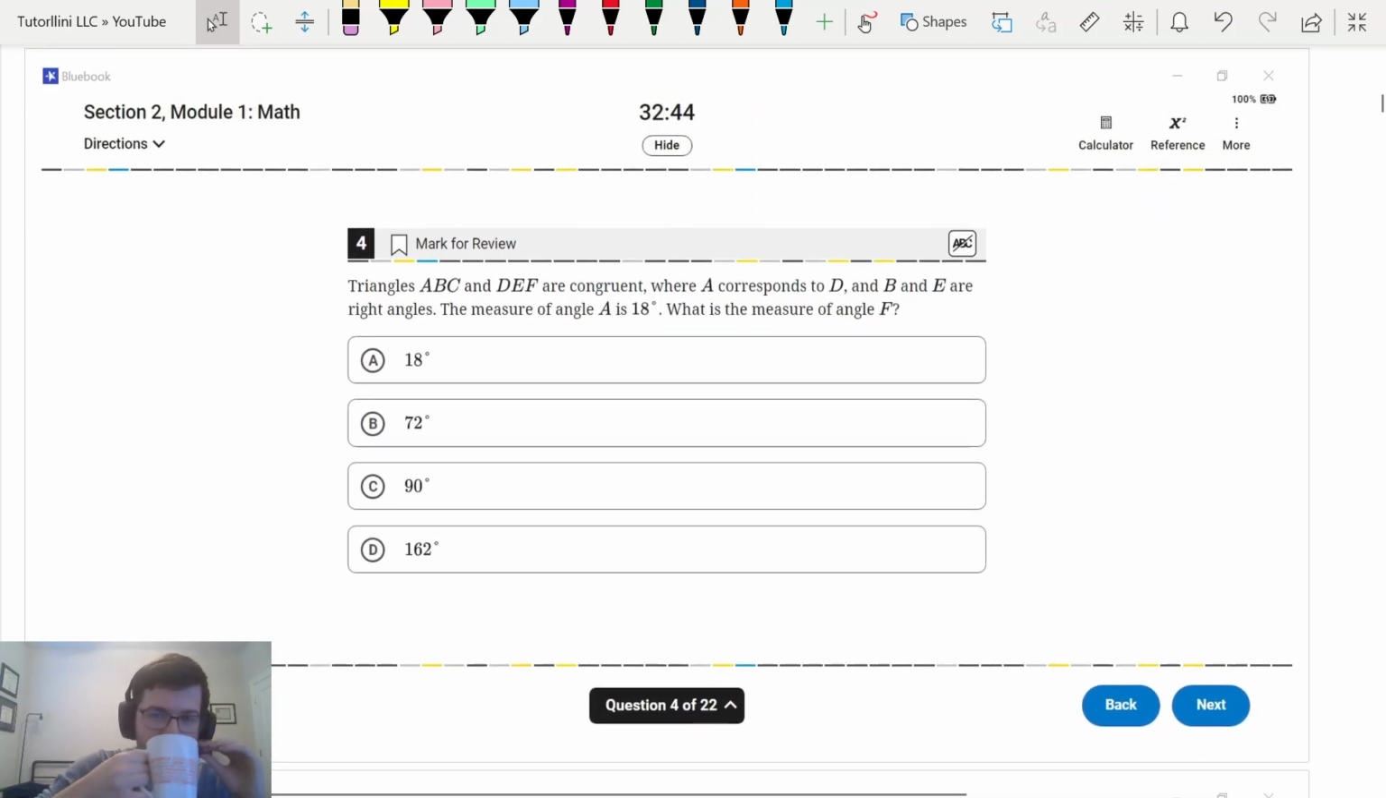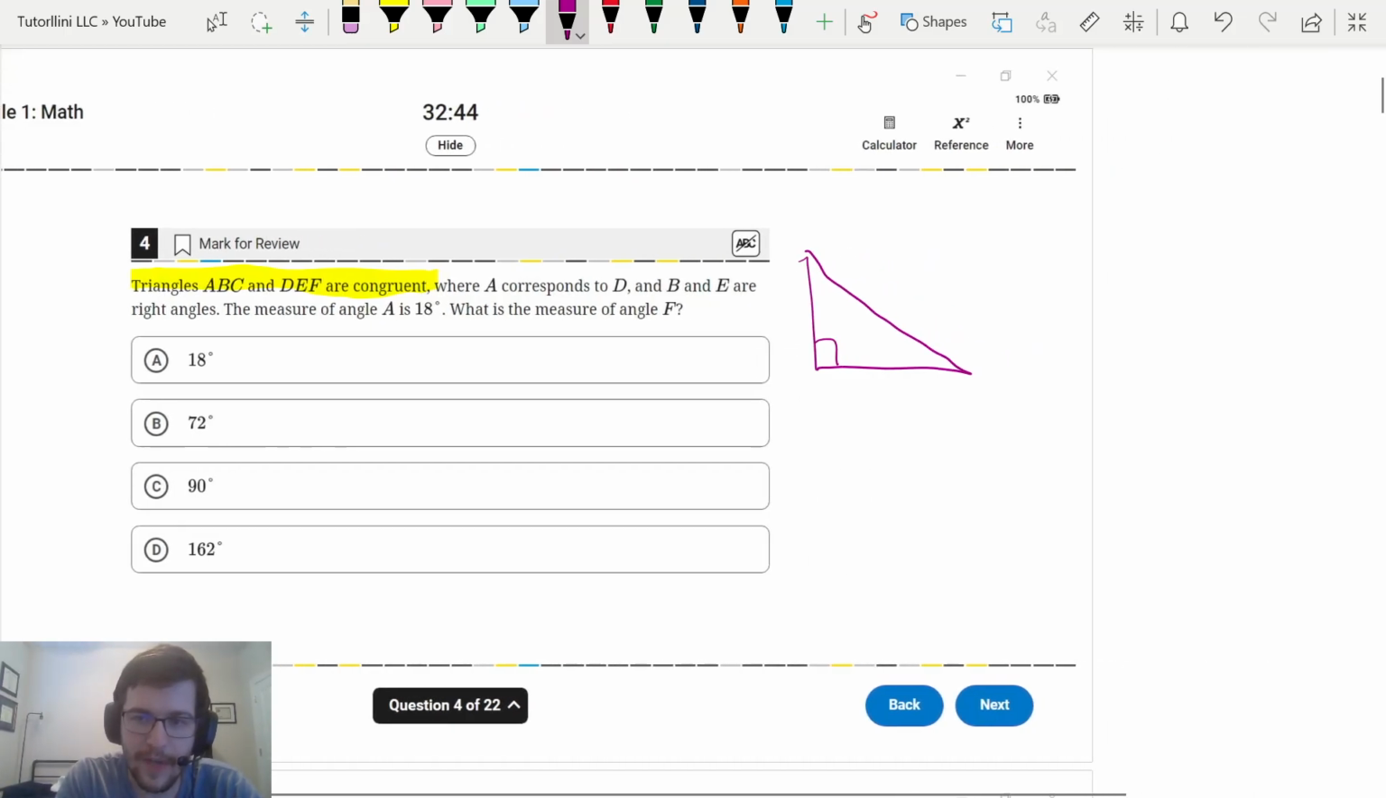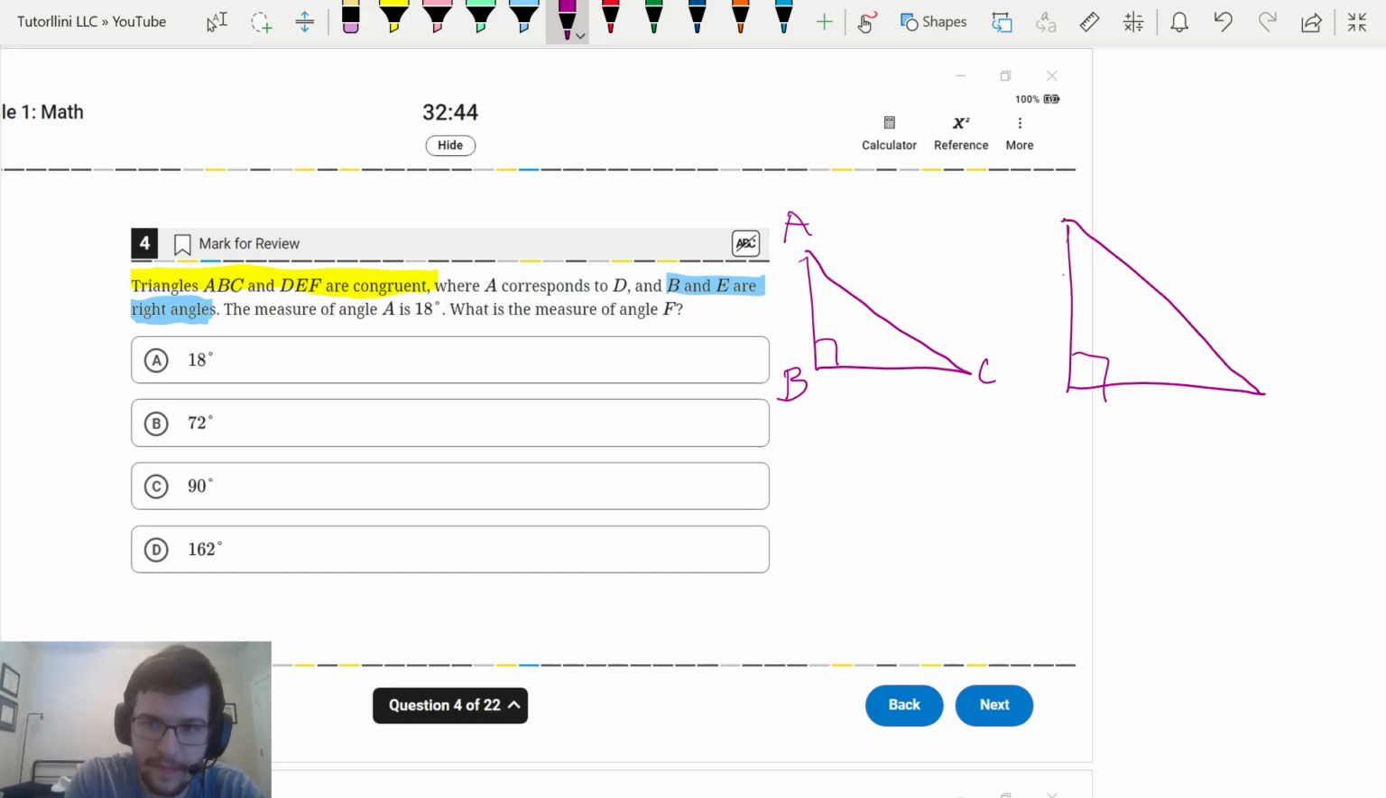All right, so we have a congruency statement. So remember, the order in which the letters come in tells you which angles correspond. So A corresponds to D, B corresponds to E because they both come second, and C corresponds to F because they both come third. So I'm going to make 2 right triangles here. And remember, it says B and E are right angles, so it's really important that you put those as the right angles. ABC, and DEF.